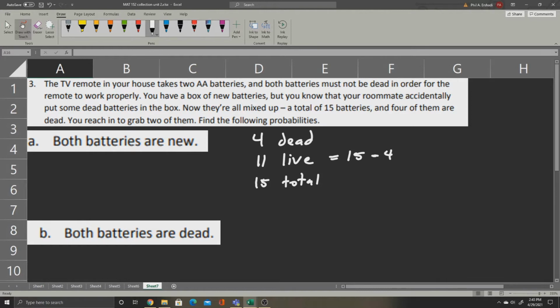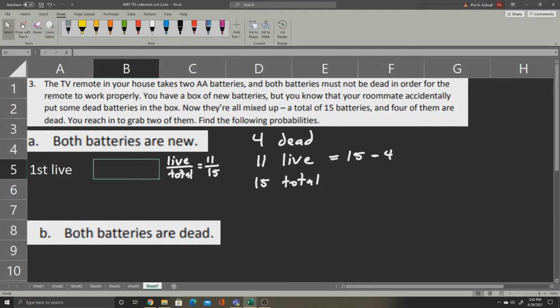Now let's first find the probability of drawing our first live battery. The probability of drawing a live battery is going to be the number of live batteries divided by the total. We have 11 live batteries and a total of 15, so in this box we can type equals 11 divided by 15, giving us a 0.7333 probability of drawing one live battery the first time.